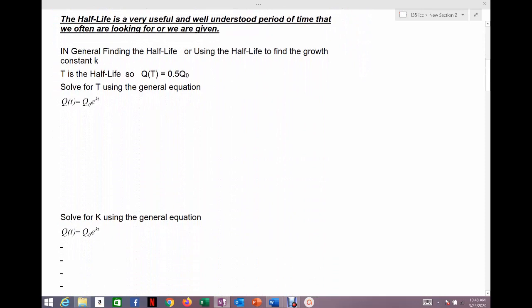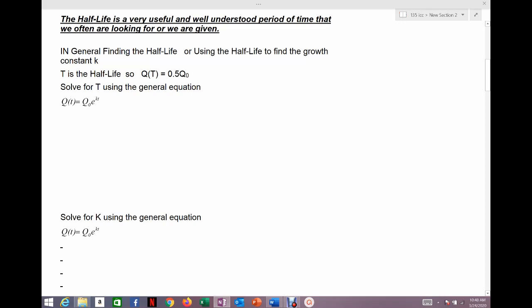Just like with our growth, we have a doubling time. Well, half-life works the same way. And if you've ever taken a science class, they've talked about half-life. Half-life is something that's understood. Radioactive materials tend to have half-lives that we know and understand. And so a lot of times we're going to be looking for it, or we'll be given a function's half-life in our application, just like the doubling time works the same way.